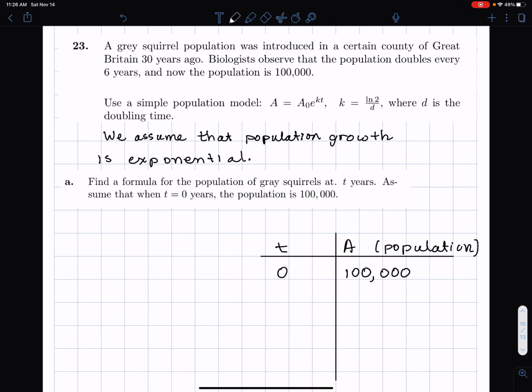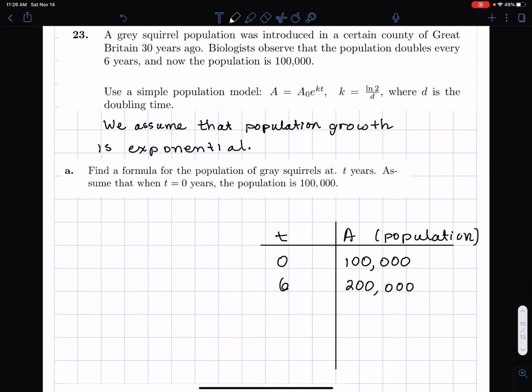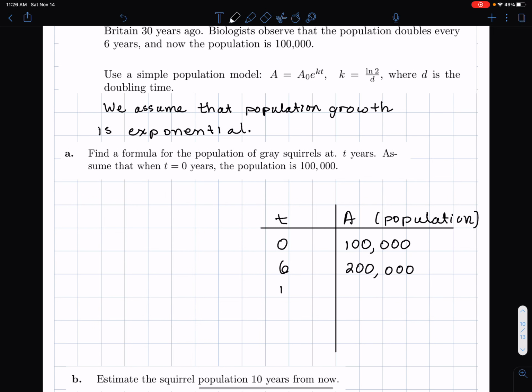If the population doubles every 6 years, then at 6 years I can take 100 and get 200. Maybe I should drop the thousands so it's easier to write down. It's not a bad idea. Another 6 years, 6 plus 6 is 12, I have 400,000. Another 6 years, that's 18 years, I'll get 800,000.